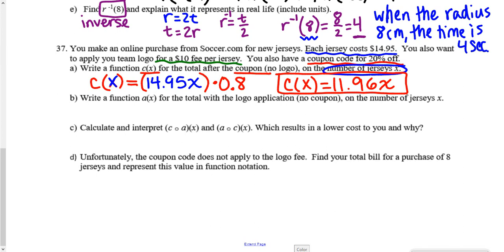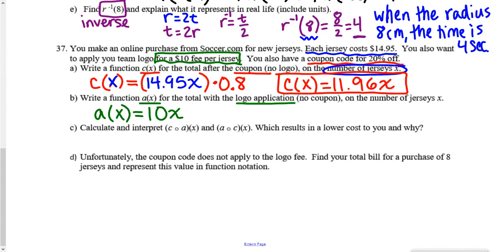All right, now in part B, they want us to write a function a of x, where a of x is the total with the logo application. Now there's no coupon on this one, and it's based on the number of jerseys x. So I'm still plugging in my number of jerseys. What do I do for each jersey? Well, it's $10 per jersey, so my logo fee is just 10x. A of x equals 10x.